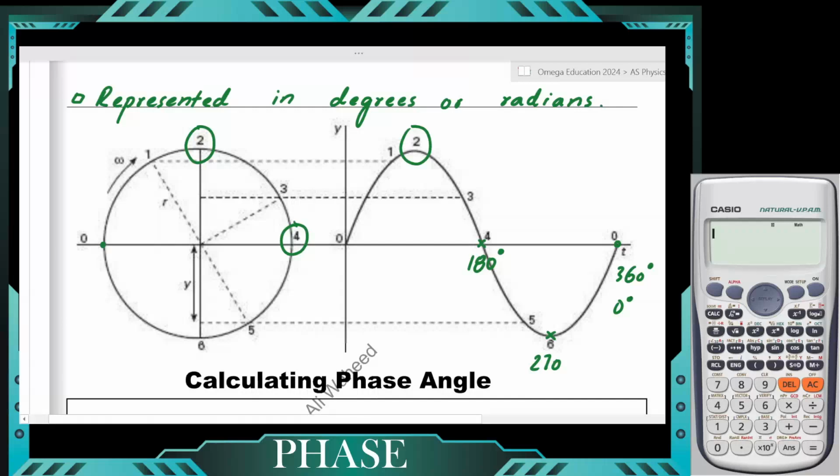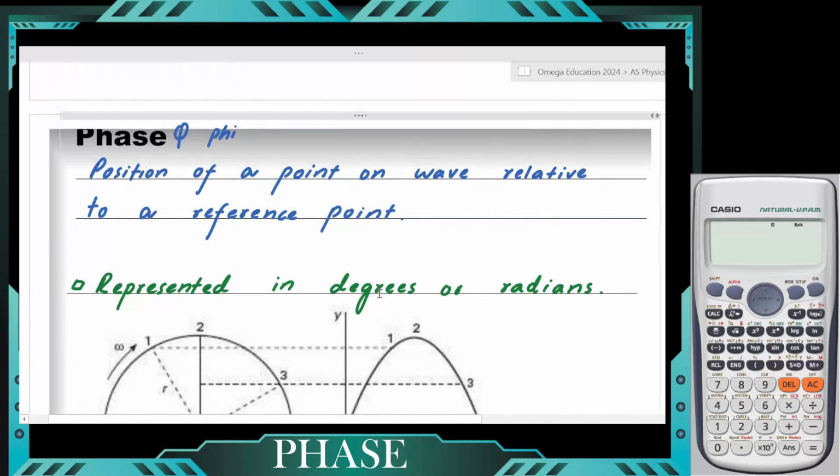For example, 720 degrees can also be written as 0 degrees, because you complete two full circles, two full cycles, and you return to the same point. So the phase would be 0 degrees. So what is the phase? Position of a point on a wave relative to a reference point, and the reference point is the starting point, which is 0 unless mentioned otherwise. And if they mention otherwise, then the concept of phase difference is introduced.